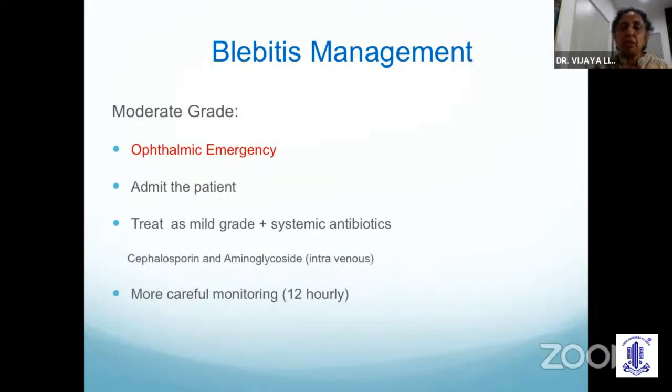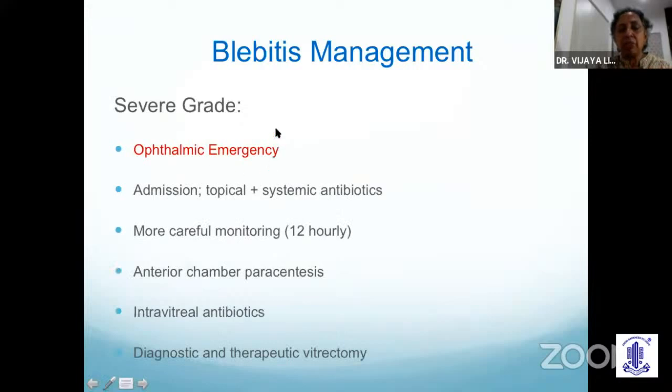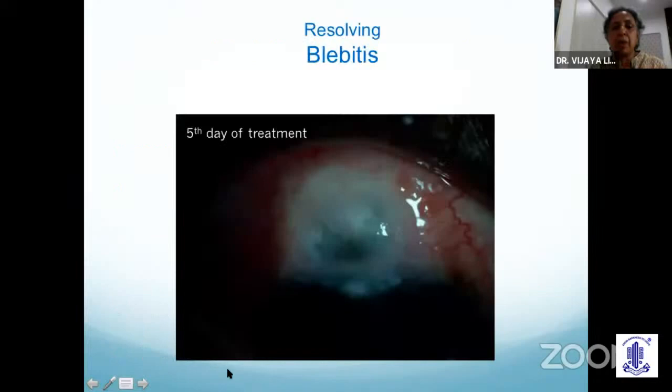The moderate one, we do admit the patient. It's an ophthalmic emergency, and the conjunctival swab will be taken. Along with topical, we give even the systemic drugs, and very careful monitoring is needed. The severe grade, we take the vitreoretinal surgeon's help also, admission with the topical and systemic antibiotics, close monitoring. We may have to take an AC tap to send for culture. Intravitreal antibiotics are needed. If it is very severe, a diagnostic and therapeutic vitrectomy also is mandatory.